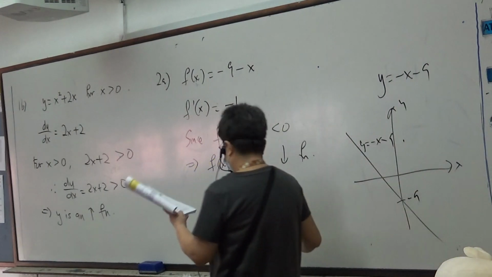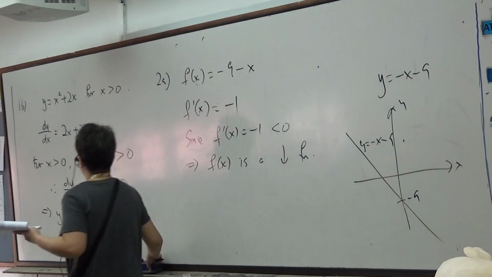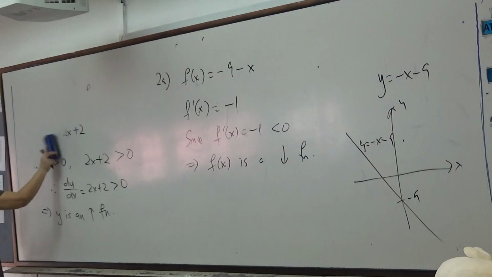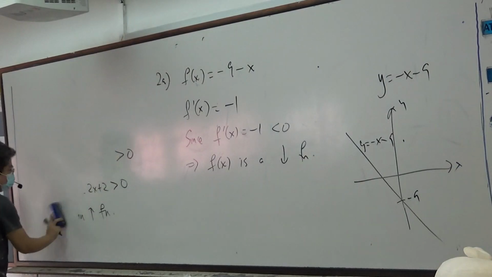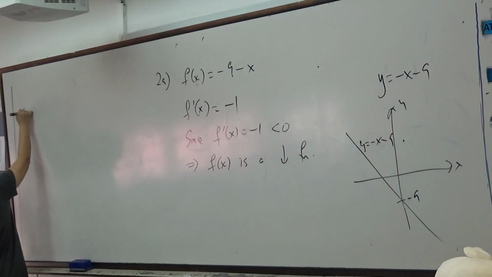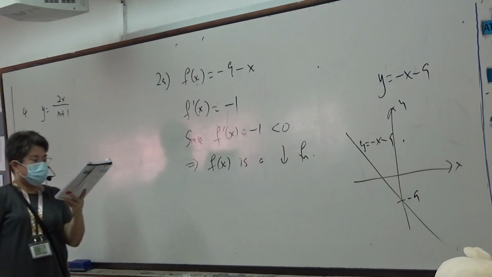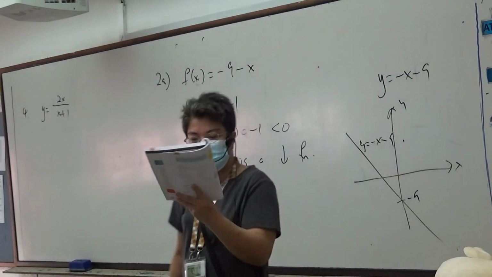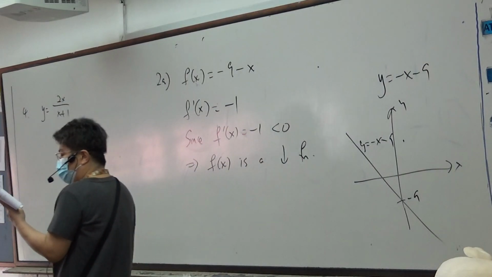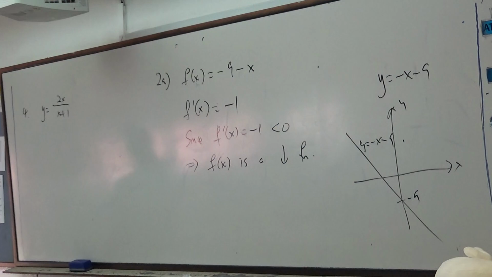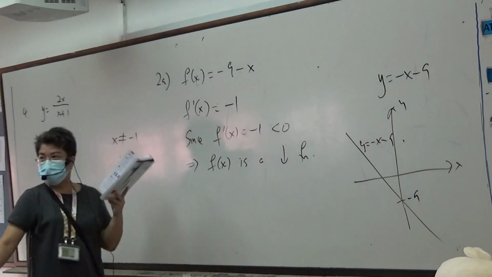Okay, question 4. Look at question 4. The function is defined by the equation y equals 2x over x plus 1. Show that it is an increasing function for all real values of x except x. This is wrong, except for x equals to negative 1. Did your textbook print x not equals to negative 1?